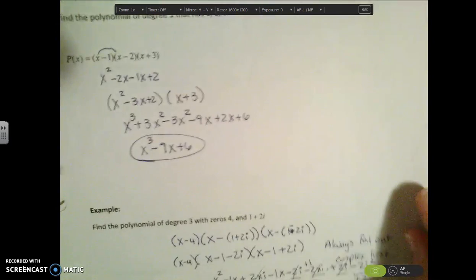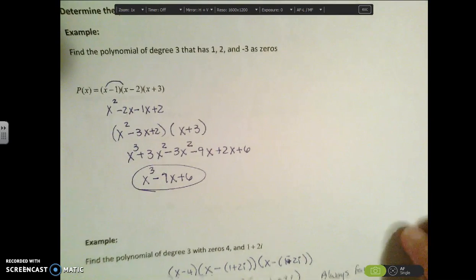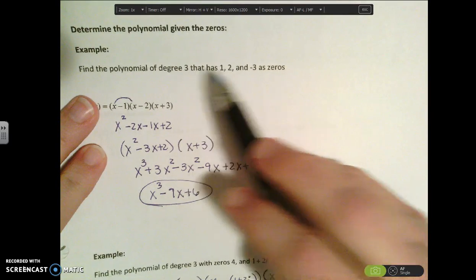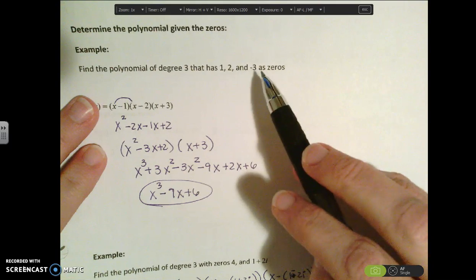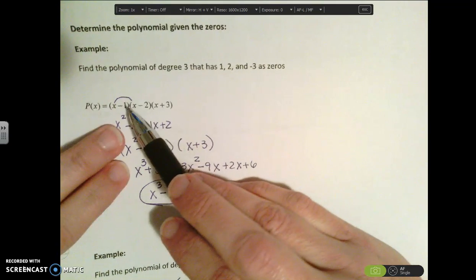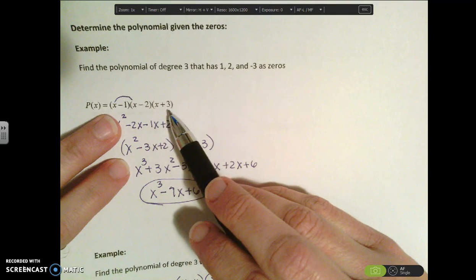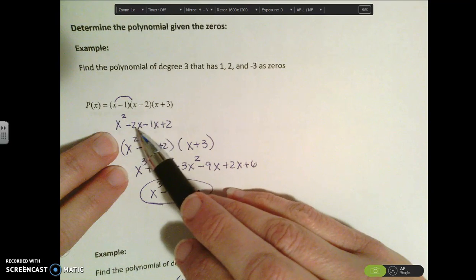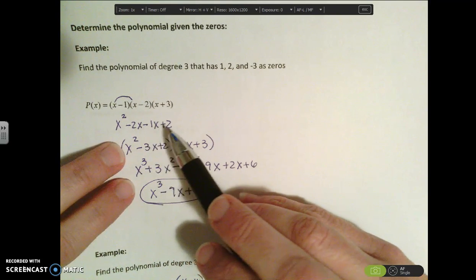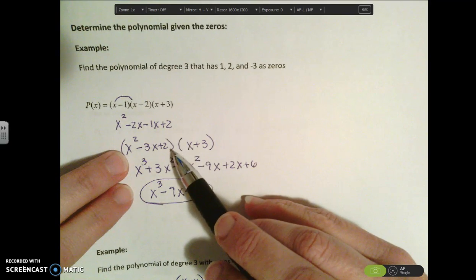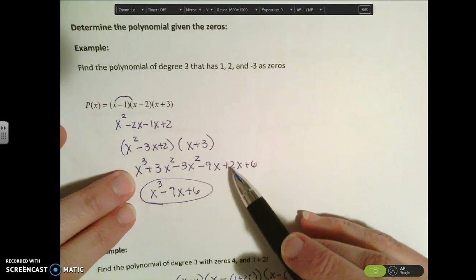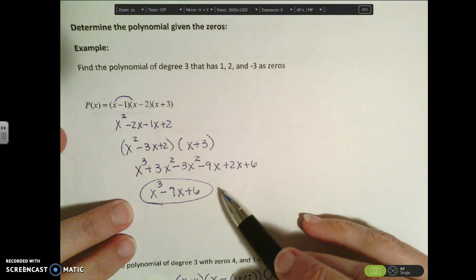Okay. Alright, so then our last problems are, what if I gave you the zeros and I want to know what the polynomial is? So here I said I have a polynomial of degree 3 and it has the roots 1, 2, and -3. So I can write out my 3 factors and then I just start FOILing it out. So I'm going to FOIL out the first 2 and I end up with x squared minus 2x minus 1x plus 2. Clean that up, and now I'm going to FOIL that or distribute that in with the x plus 3, and I end up with a problem that looks like this. So that one wasn't too bad.